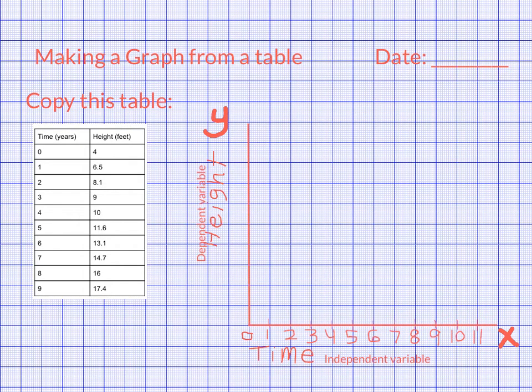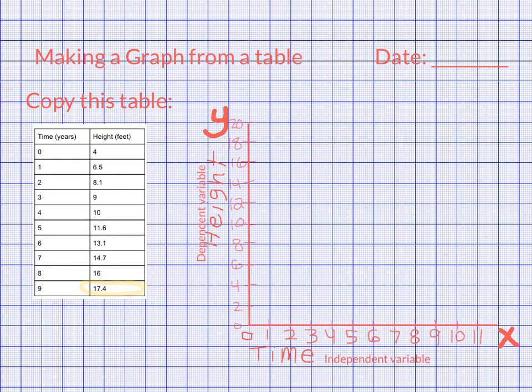Now I need to decide what to do with my scale for the height. So I need to get all the way up to over 17. And I don't have that many spaces. In fact, I only have 1, 2, 3, 4, 5, 6, 7, 8, 9, 10 spots to fit over 17 feet. So I'm going to round up to 20 and say that if I count by twos, that'll get me up to 20, and that's plenty of space.